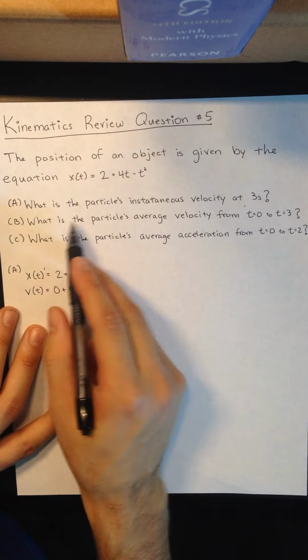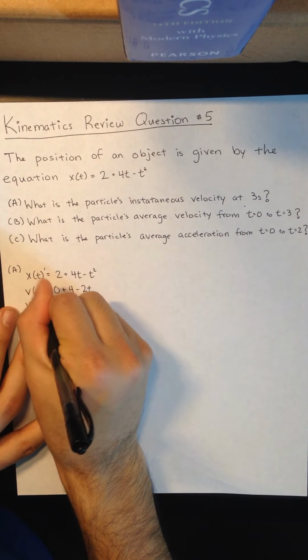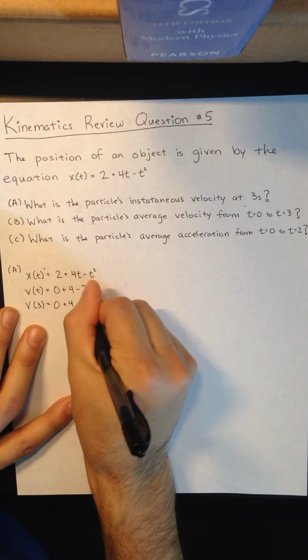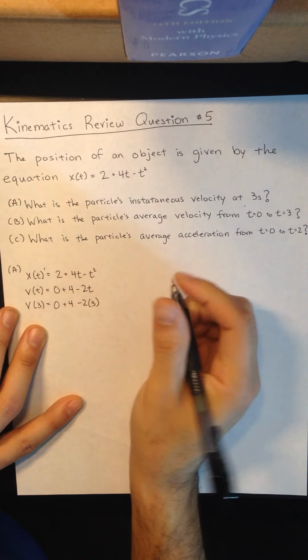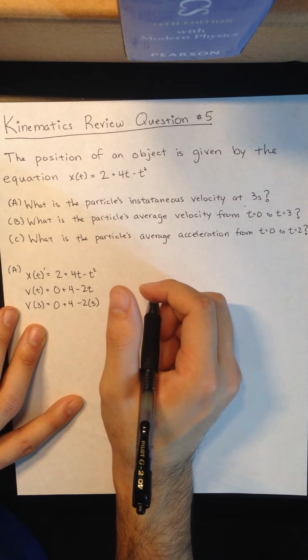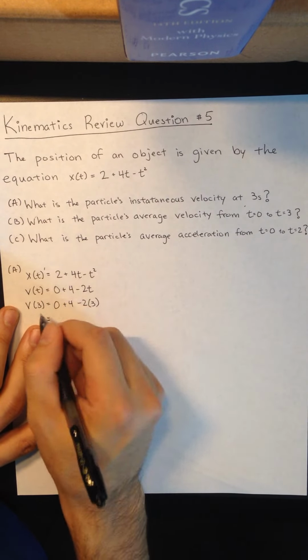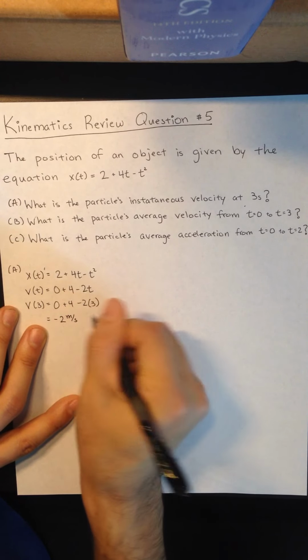We want to find the velocity at 3 seconds. So we're going to use velocity at 3 equals 0 plus 4 minus 2 times 3. In that t, we're going to put that 3 right there. And what we get with this problem is the velocity at 3 seconds is going to be negative 2 meters per second.